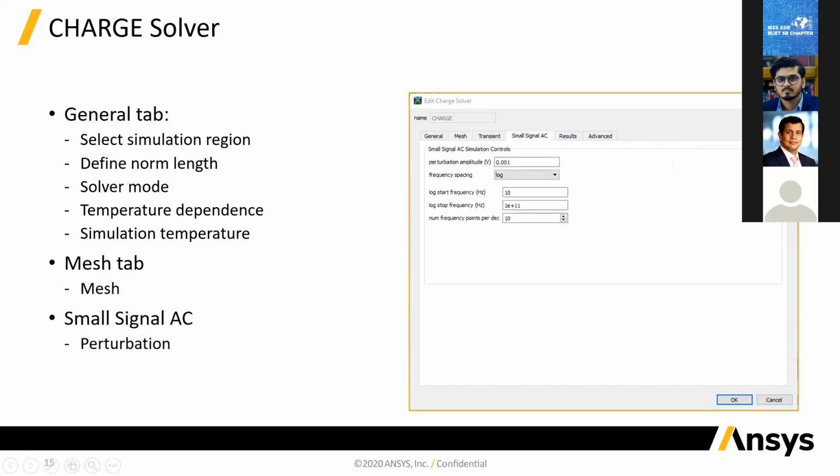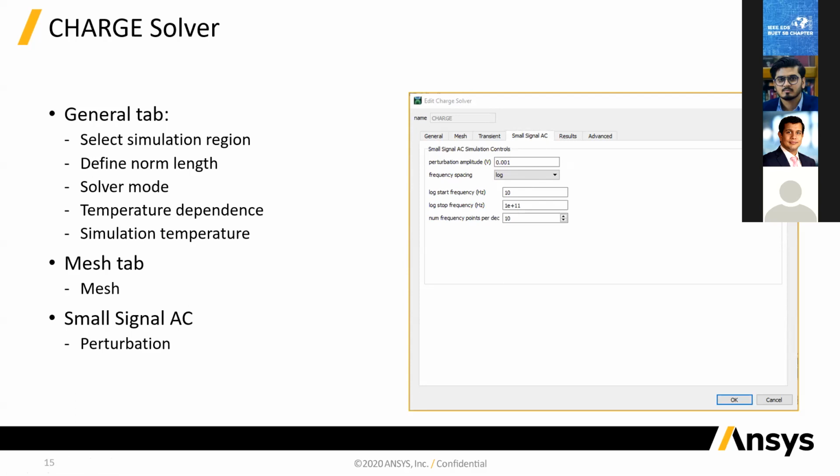Okay, so the small signal AC tab obviously allows you to set up your small signal simulation. The way the small signal solver works is that you first run a steady state simulation, and then at that point, you assume that your system is linear. Then you do some perturbative simulation to figure out the response of your system to an AC input. So you simply define the amplitude of your perturbation.